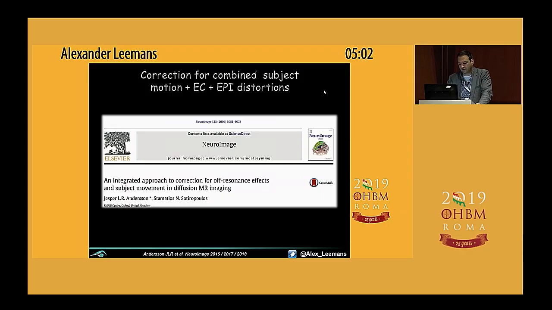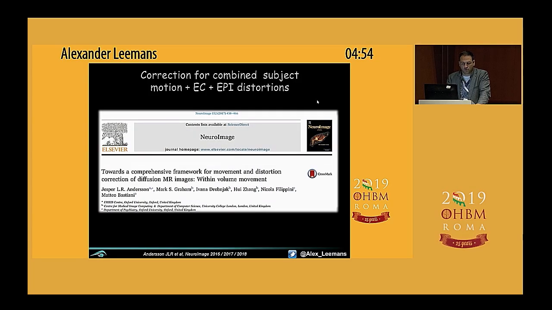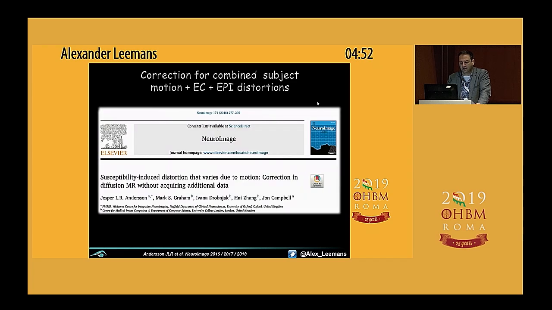Okay, and then there's a lot of nice work from the FSL people. Jesper Andersson is pioneering this, basically integrating both subject motion, eddy currents, EPI distortion, and even doing this all on the fly while correcting for diffusion motion artifacts. So a lot of improvement in recent years there.